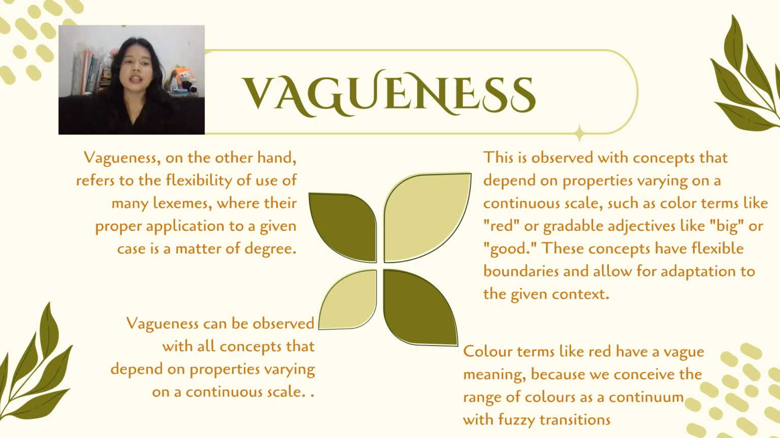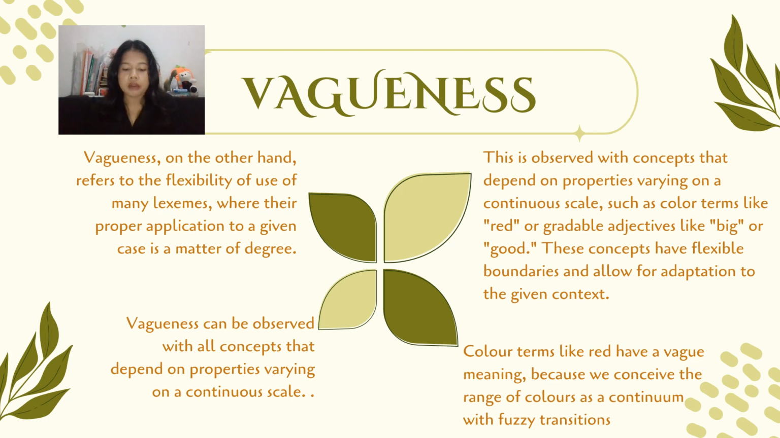Next, we have vagueness. Vagueness, on the other hand, refers to the flexibility of use of many lexemes, where their proper application to a given case is a matter of degree. Vagueness can be observed with all concepts that depend on properties varying on a continuous scale, such as color terms like red or gradable adjectives like big or good. These concepts have flexible boundaries and allow for adaptation to the given context.